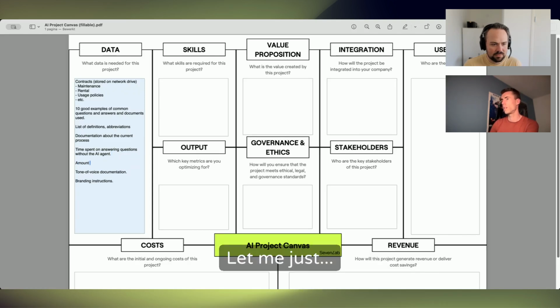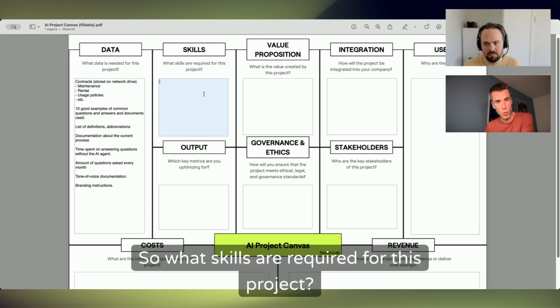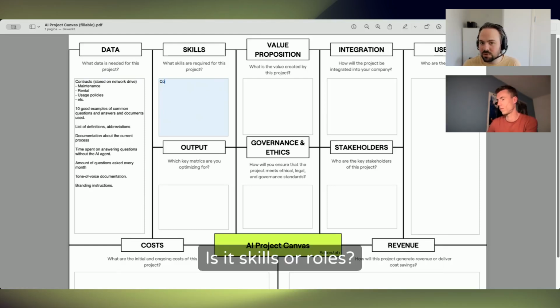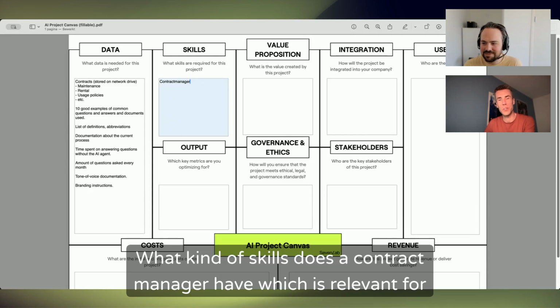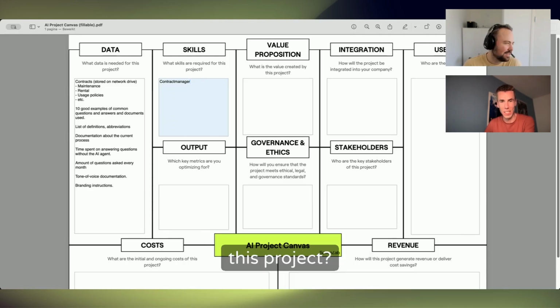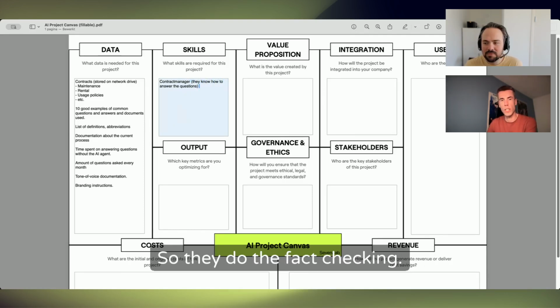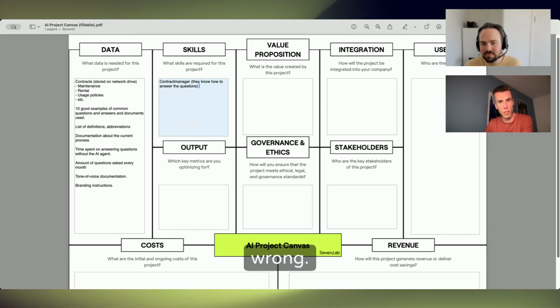The skills. So what skills are required for this project? Yeah, we need the contract managers. Is it skills or roles? Well, it depends on how you explain what a contract manager does. Lots of stuff. What kind of skills does a contract manager have which is relevant for this project? Answering questions. Okay. And read legal documents. So they do the fact checking. They can check whether our AI agent is answering the questions right or wrong.